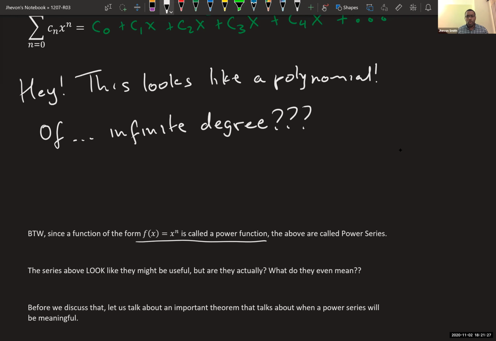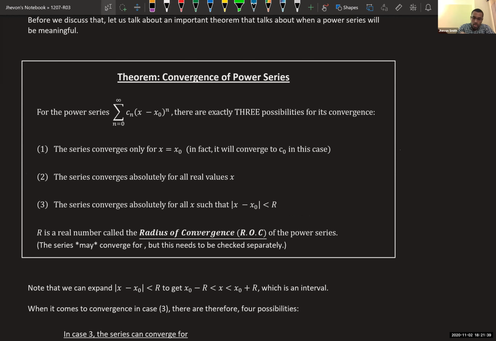Before we actually talk about that, what would it mean? Does it even make sense to write this down? Let's look at something that is very, very useful. So this is a theorem, as we mentioned. To talk about series and whether a series is meaningful, it's kind of the same as talking about whether this would converge to something meaningful.